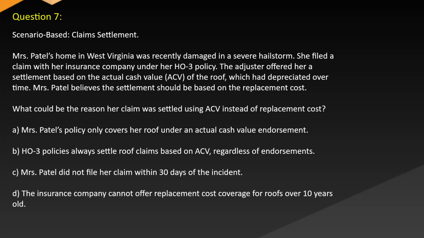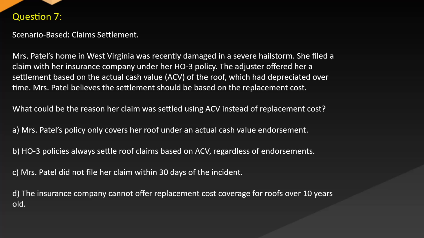Claim settlement. Mrs. Patel's home in West Virginia was recently damaged in a severe hailstorm. She filed a claim with her insurance company under her HO3 policy. The adjuster offered her a settlement based on the actual cash value (ACV) of the roof, which had depreciated over time. Mrs. Patel believes the settlement should be based on the replacement cost. What could be the reason her claim was settled using ACV instead of replacement cost?